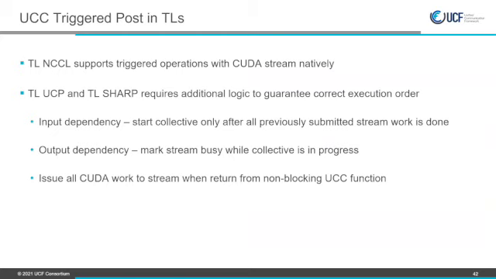From the TL perspective, each TL implements triggered operations differently. For example, for TL NCCL, we have nothing to do. TL NCCL natively supports CUDA streams, and this is very obvious. But for TL UCP and TL SHARP, we need to implement some additional logic.